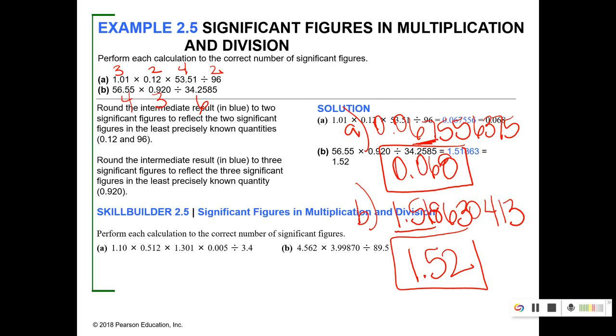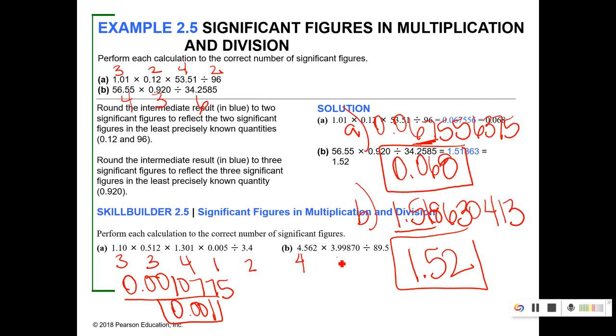Okay, let's do these. I've got 3, 3, 4, 1, 2. So you look at all of those. I'm only going to keep one. It comes out to 0.0010775. It does keep going, but I'm only keeping one, so it's 0.001.